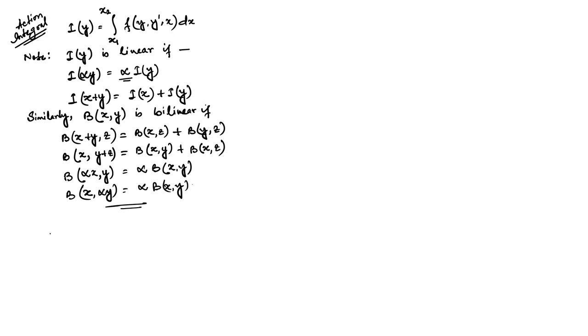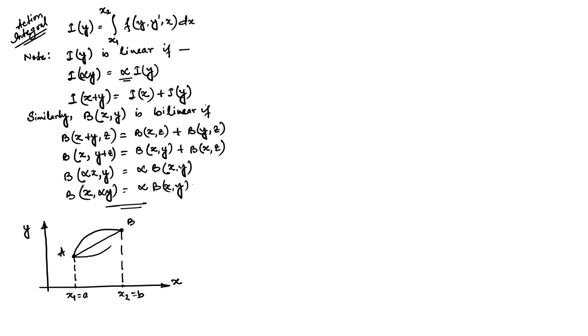Now, graphically what do we mean? This is the x axis and this is the y axis. We have two instants, say x 1 equal to a, x 2 equal to b, and we start from this point capital A and we move to B. The question is which path we are going to follow. There are infinite possibilities. Out of that, again our task is to find out the path that we are going to follow.